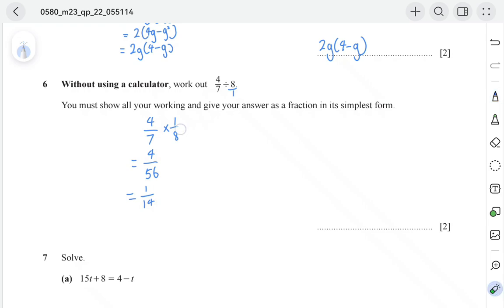Alternatively, we could have already cancelled out in the beginning to make this 1 and make this 2. And that also gives us 1 over 14.